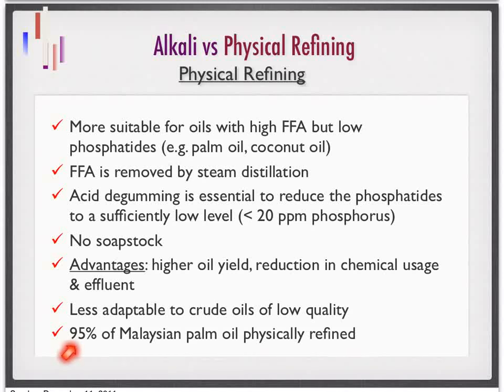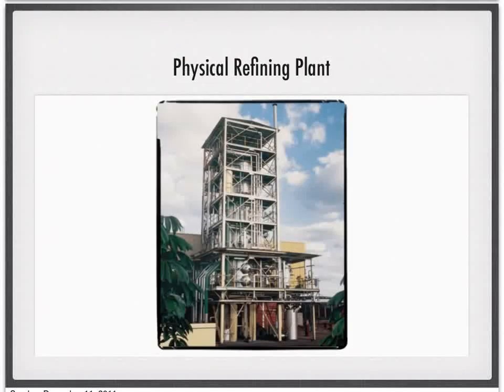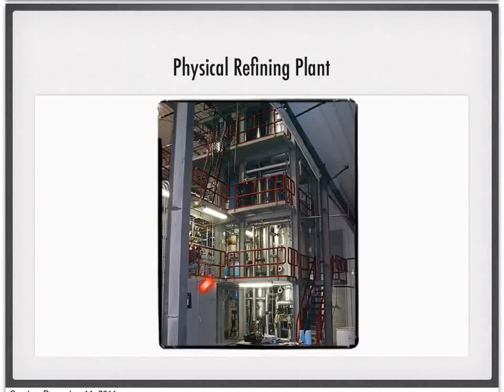In Malaysia, actually, physical refining is more popular. There are more than 95% of Malaysian palm oil using physical refining as opposed to alkali refining. So next time, if you happen to pass through a palm oil refinery or palm oil factory, probably you will see this tall structure or tall column here. This is actually the deodorizer column, which uses steam distillation principles to remove the free fatty acid from the crude palm oil. And this is how it looks from inside the refinery plant.